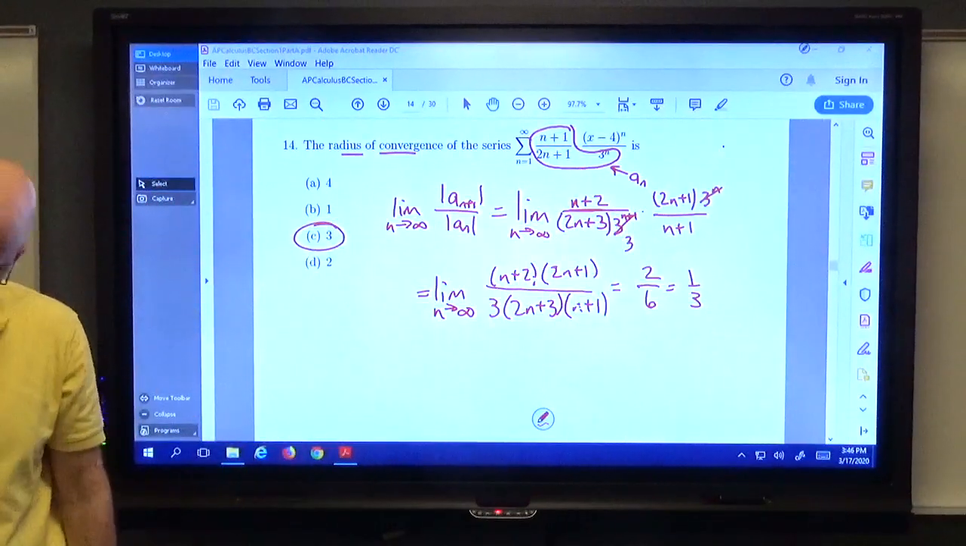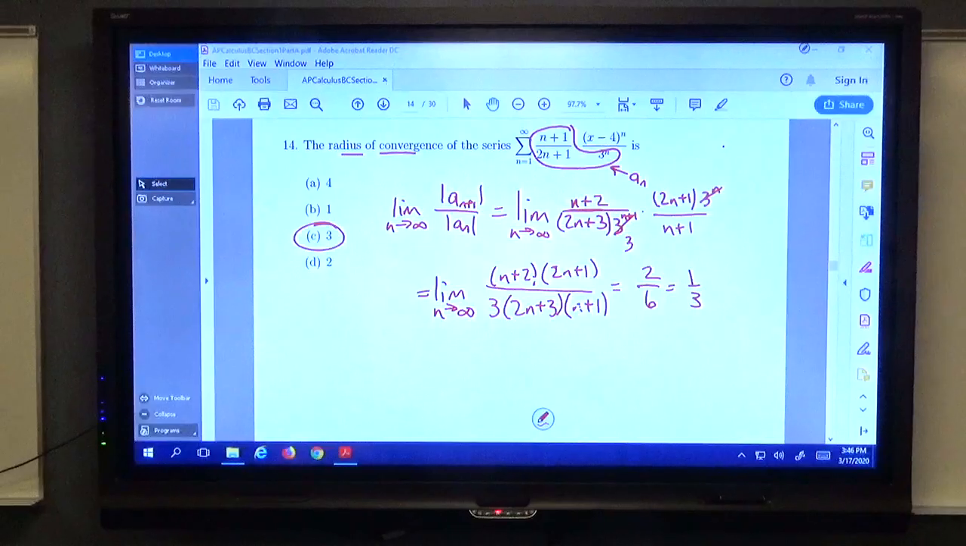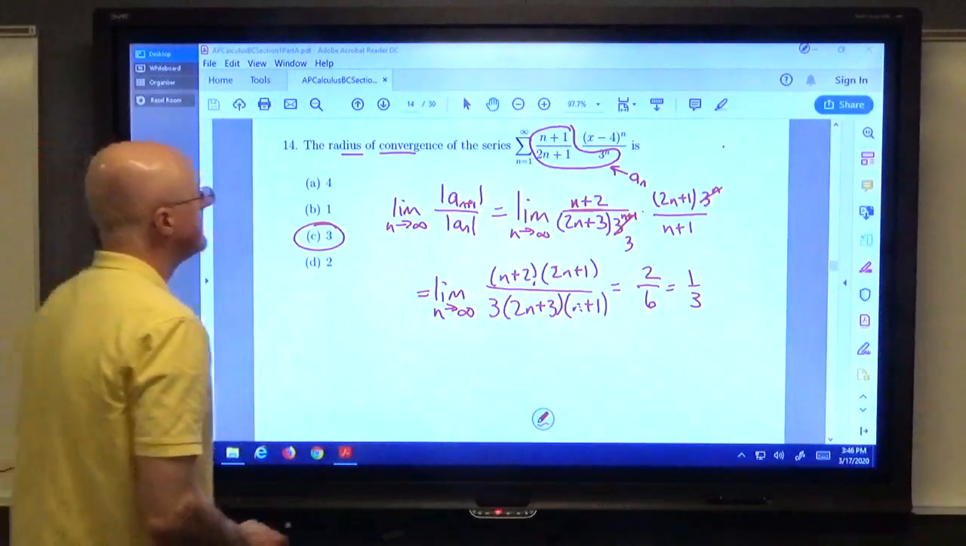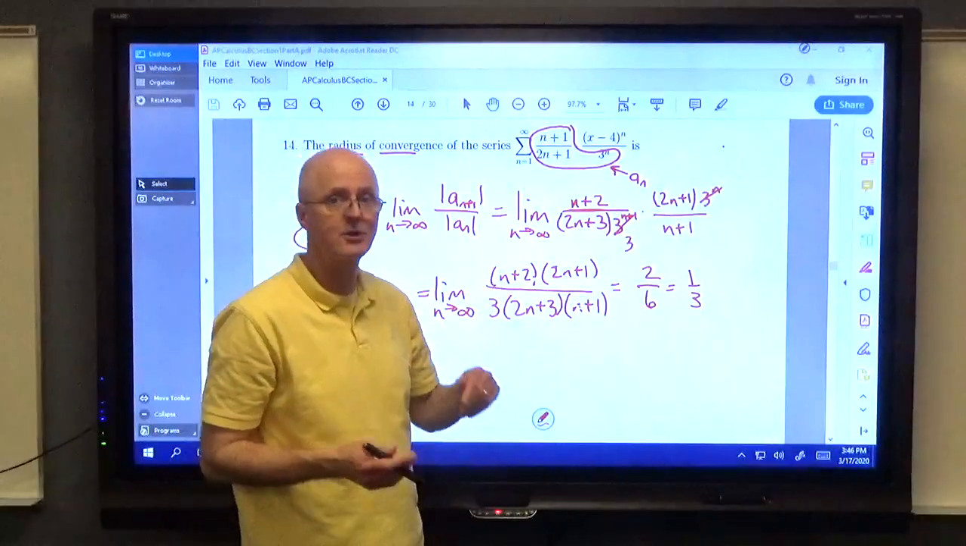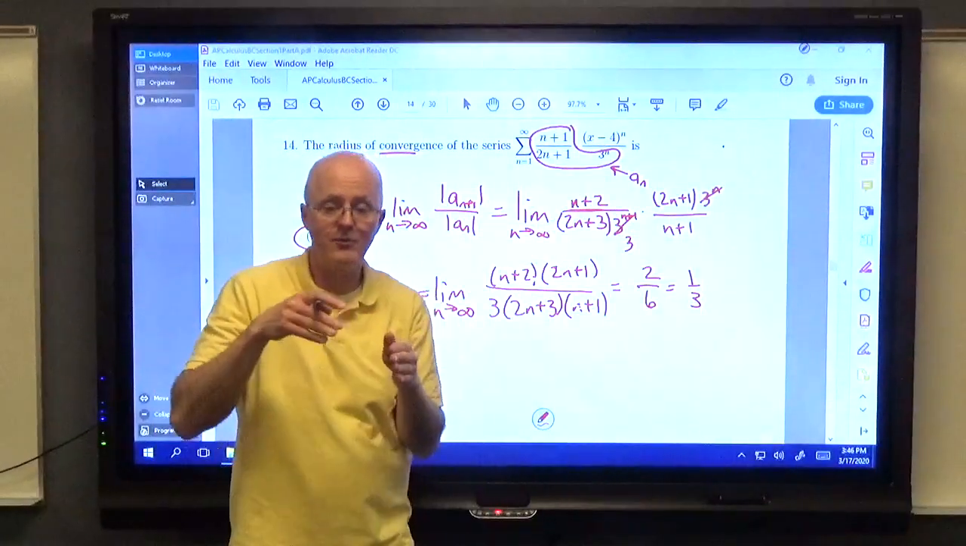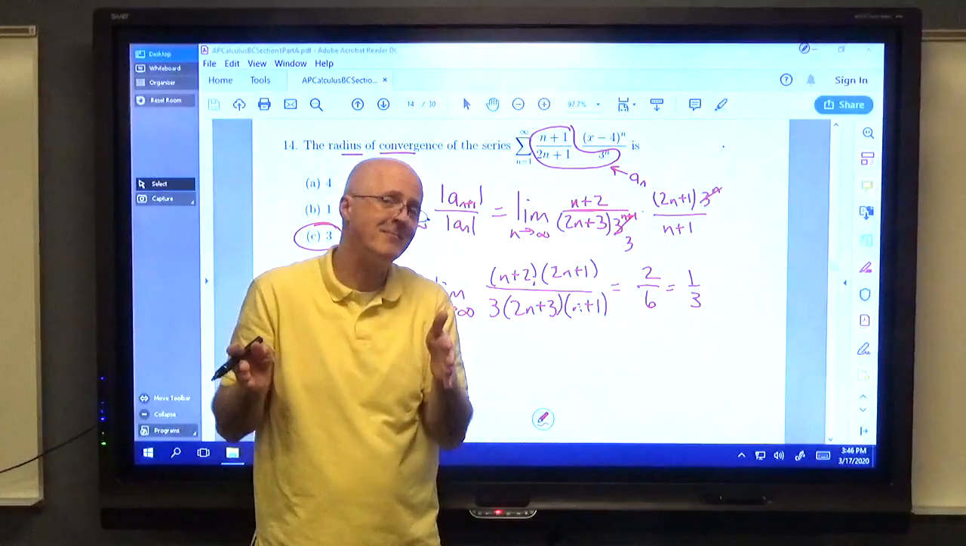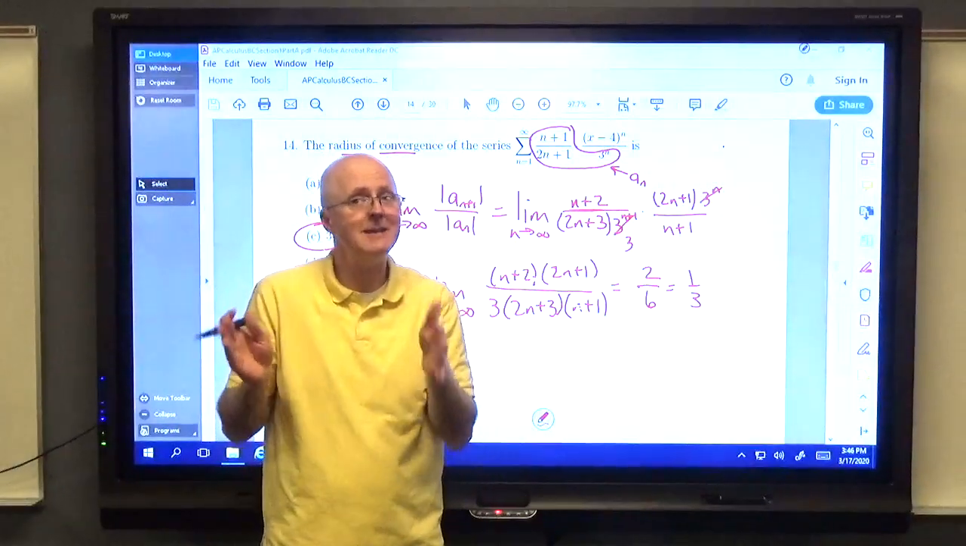It's going to be 3 for the radius of convergence on this problem, and I'm just double checking my answer at the moment. For 14, C, yes. Okay? The interval of convergence then, the radius of convergence being centered at 4 is going to go from 1 to 7, maybe including the endpoints, maybe not.